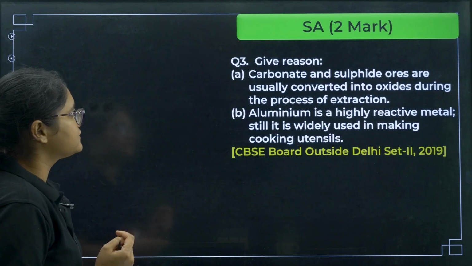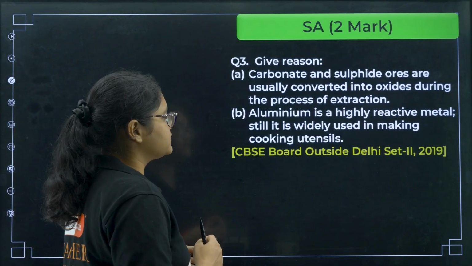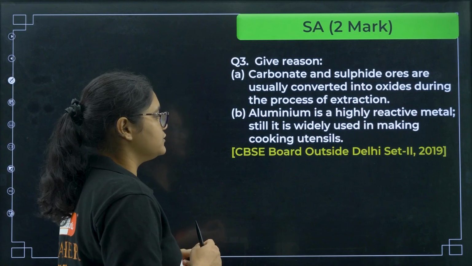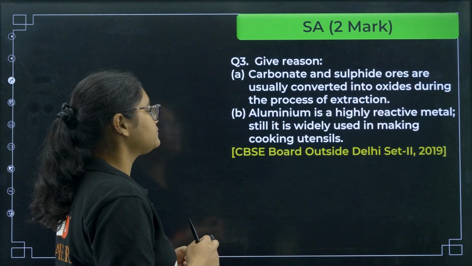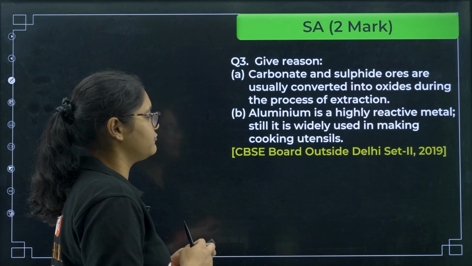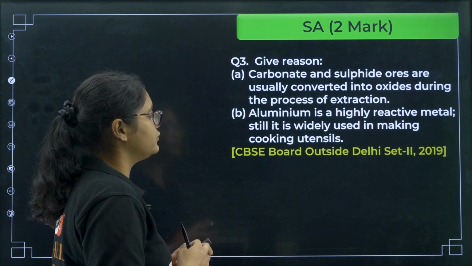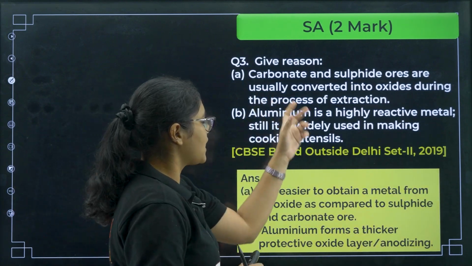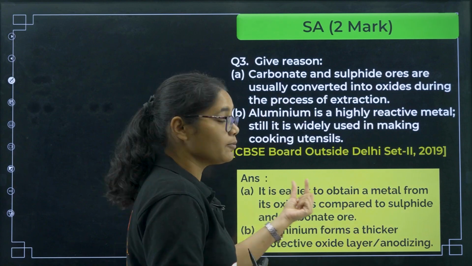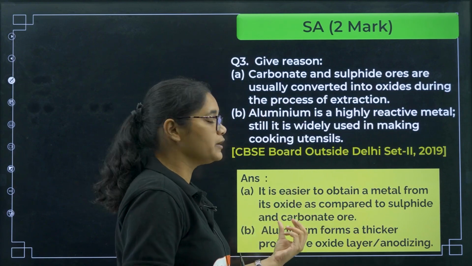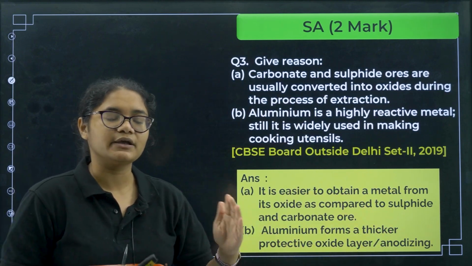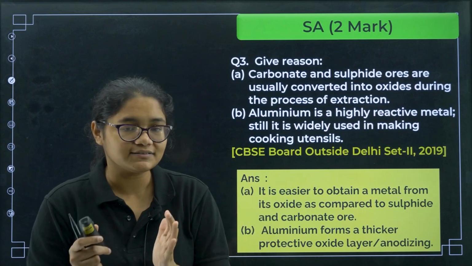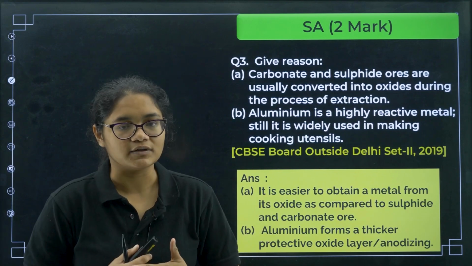Okay. Next, give reason: carbonates and sulfide ores are usually converted into oxides during the process of extraction. Aluminium is a highly reactive metal, still it is widely used in making cooking utensils. So here you can see, because it is easier to obtain a metal from its oxide than from its carbonate or sulfide ores. So that is why all the ores, carbonates and sulfides, are first converted to their oxide form.